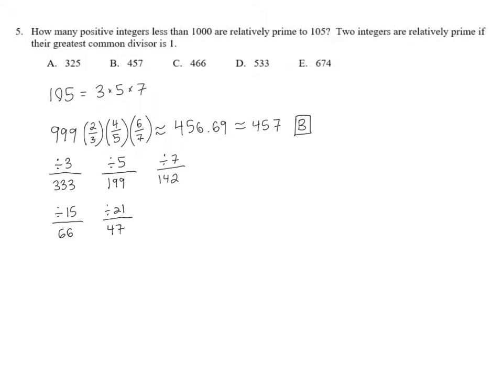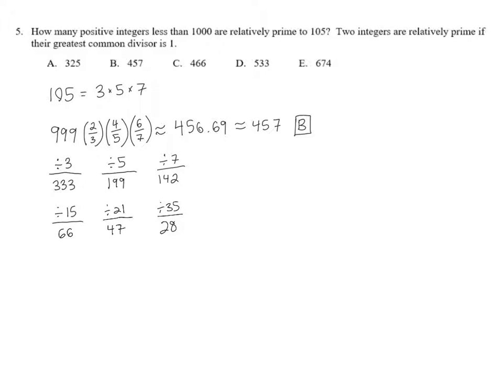And then lastly, if we look at the numbers that are divisible by 35, we've also counted all of those numbers twice, because we counted them in the numbers divisible by 5 and also the numbers divisible by 7. If we take 999 and divide it by 35, we get 28.54 something. So there are 28 numbers that are divisible by 35 that we had counted twice.